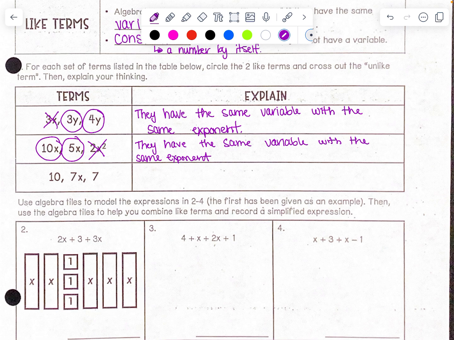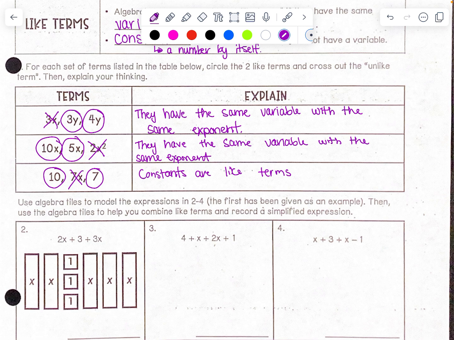Okay, and then your next one, 10, 7x, and 7. Your 2 like terms are the 2 constants. And I'm just going to put constants are like terms. And then the x you cannot combine with the constants.